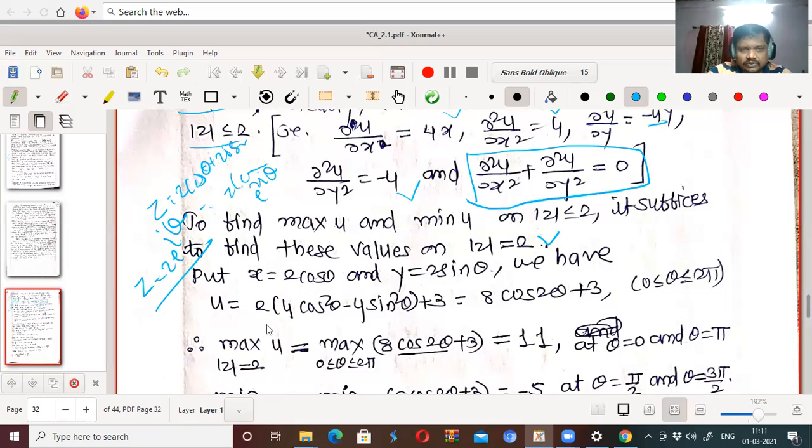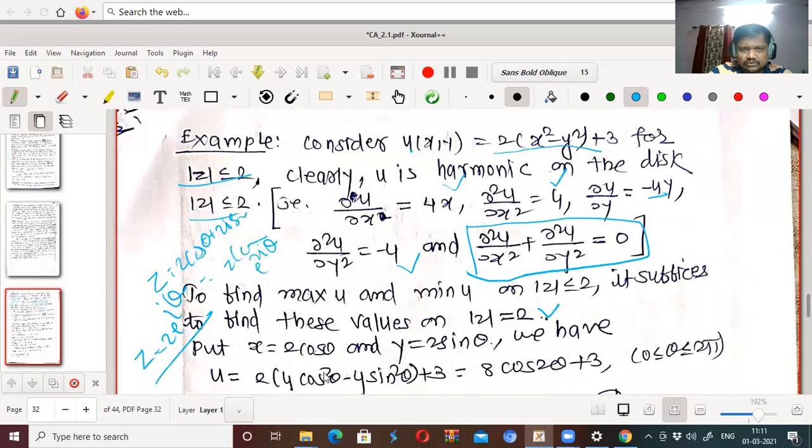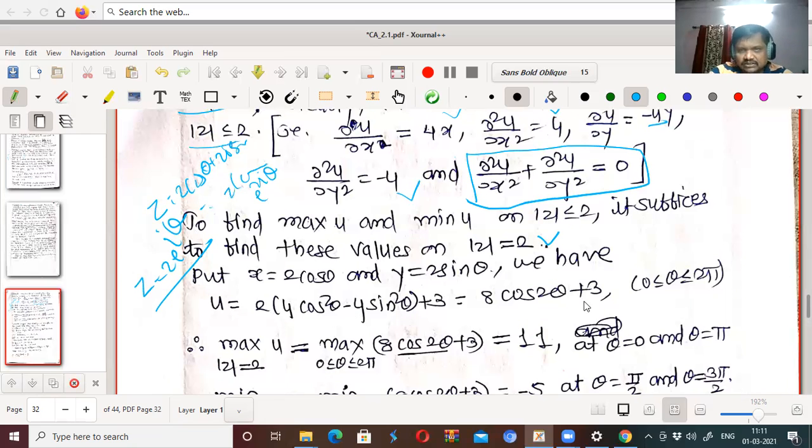We have u equal to 2 times x square, that is 4 cos square theta, minus 4 sin square theta, plus 3. That is 8 cos 2 theta plus 3, for theta between 0 and 2 pi. What about its maximum? When will it be maximum? We know that cos 2 theta is less than or equal to 1, so 8 plus 3 will be 11.